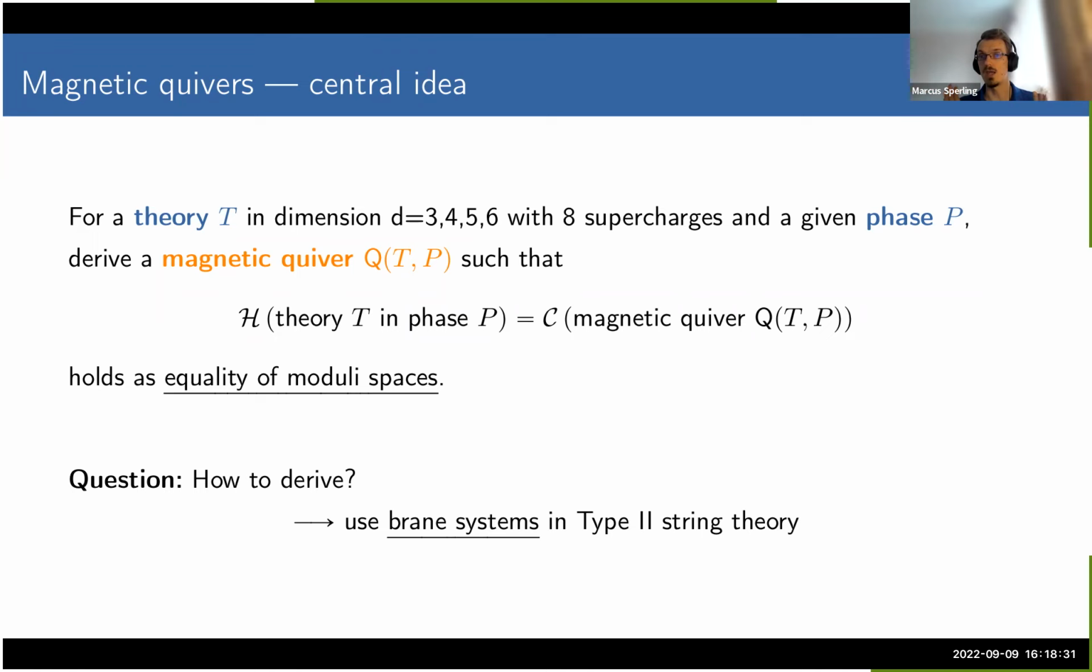We're not aiming for any duality on the level of field theory. It's solely a proposal for the space of vacua. Right? And then you might say, okay, sounds very nice, but how do you actually do this? The starting point is again that we use brane systems in type II, because here we already know from the intuition at 3D N=4 that we do have an electric phase and a magnetic phase, and this generalizes to higher dimensions as well.